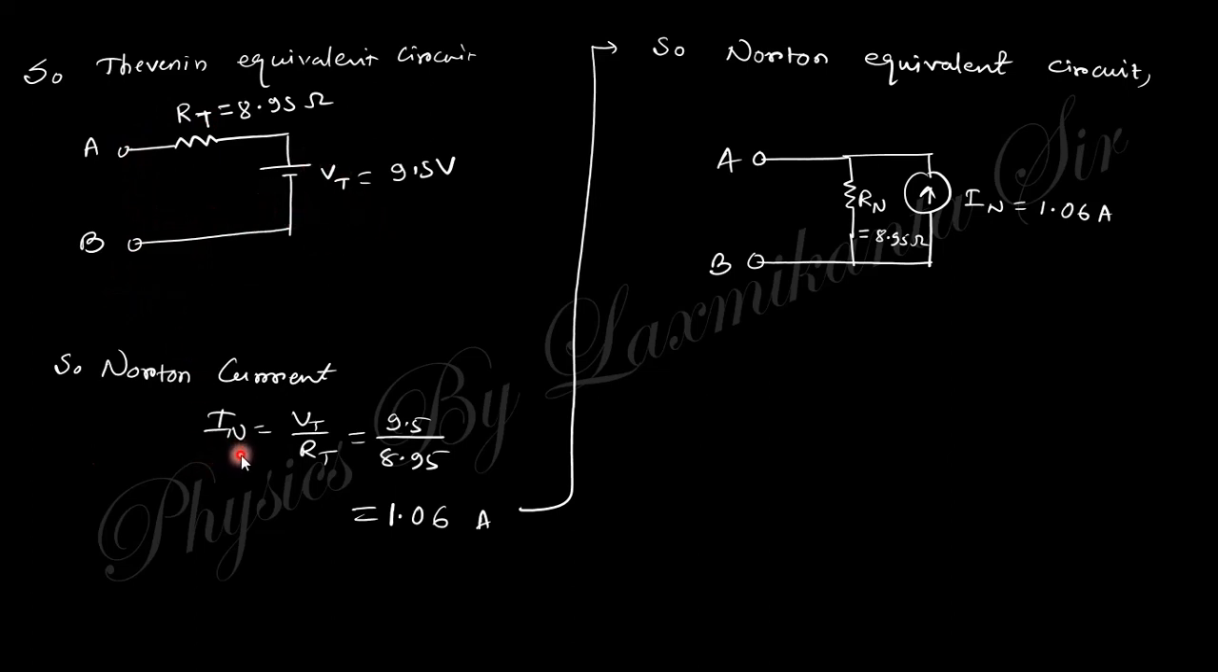Now if you want the Norton current, it is nothing but Thevenin voltage by Thevenin resistance, and you know Thevenin resistance and Norton resistance are equal. So this is the Norton current and this is the Norton resistance, and the Norton equivalent circuit will be like that. This is the current source in parallel with the Norton resistance.